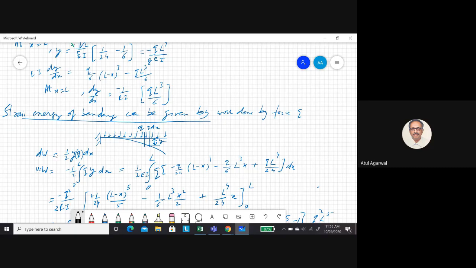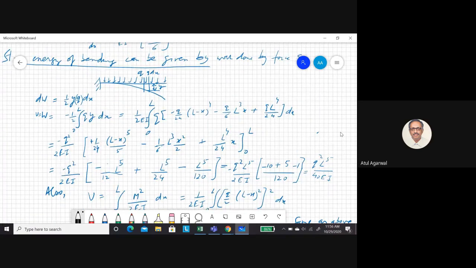So what is the total work done? You integrate from 0 to L. The half factor is coming because this force is quasi-statically applied. You are not applying it like a step load at time t equal to 0. It is gradually applied over 1 second or 10 seconds. So it is quasi-statically applied, otherwise kinetic energy gets generated. I had explained with a string.